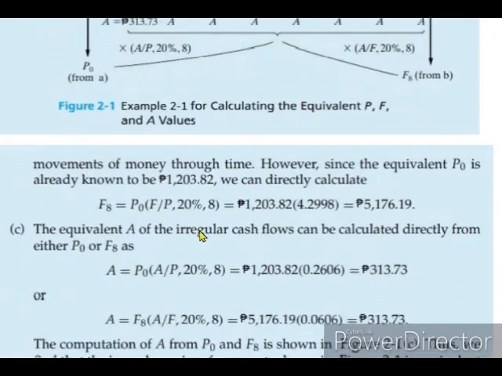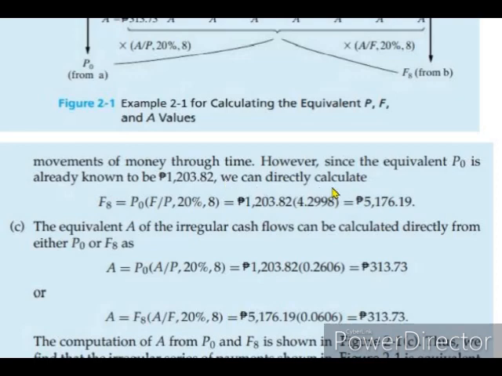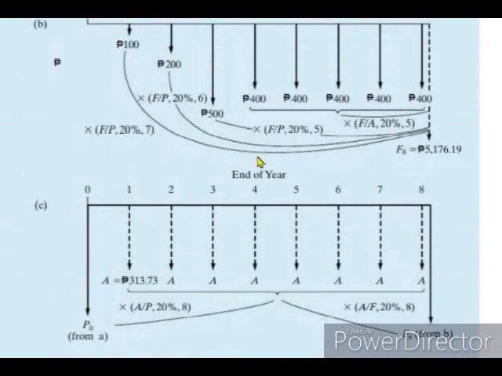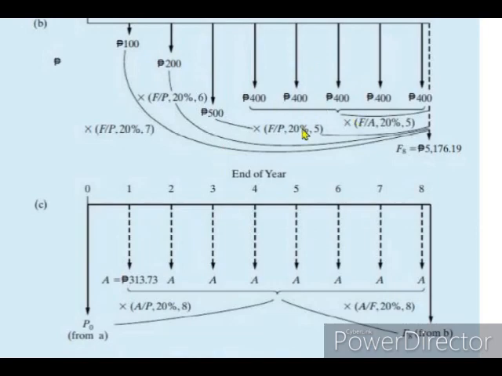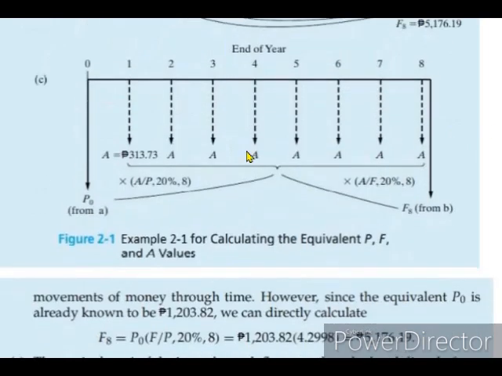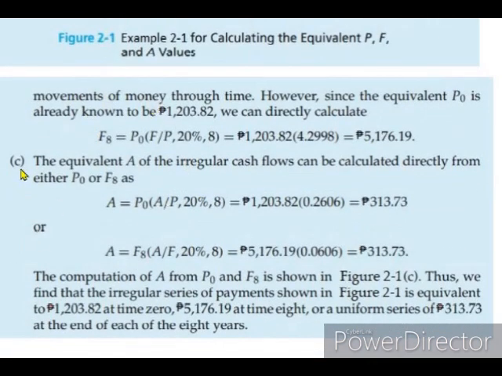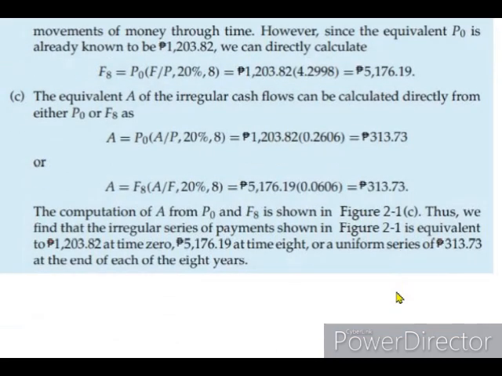So, next, movements of money through time. Yan yung kadugtong nung nasa taas. Indicates these movements of money through time. Pinapakita kasi nito yung movements of money through time, kasi per period yun. However, since the equivalent P sub 0 is already known, ginamit nga natin para kay B kanina. Ito naman, para kay C naman, ginamit din natin. Kaya yun yung nakuha.